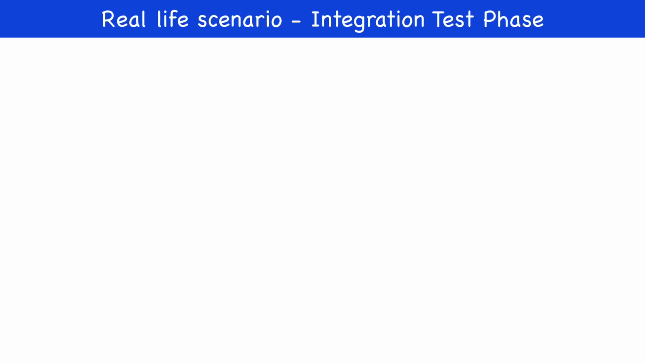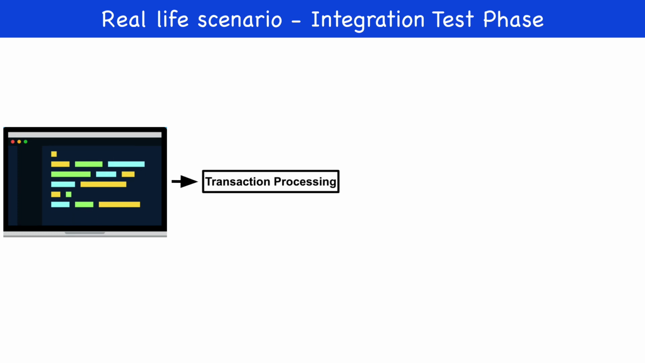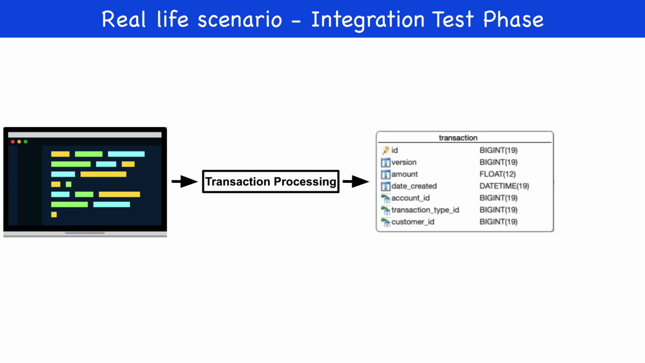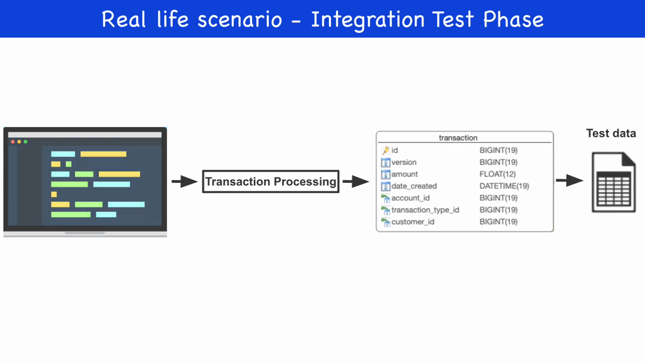Let's stay focused and explore the magic of G-cases in the integration test phase. Imagine a scenario where the team has just completed the development activities for the transaction processing functionality. The transaction processing module revolves around the processing of transactions on the customer accounts, and the data is captured in the transaction table. And now they are ready for the integration test phase.